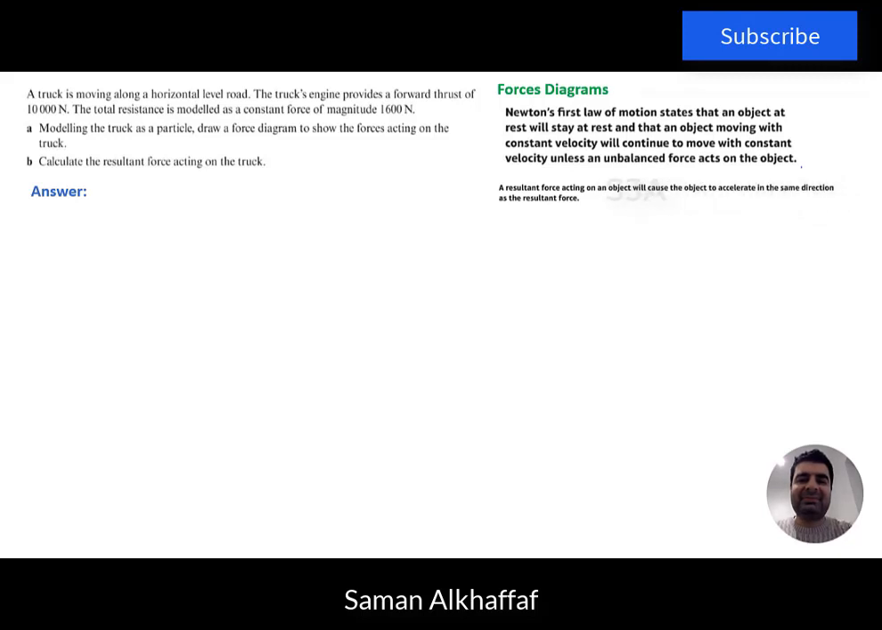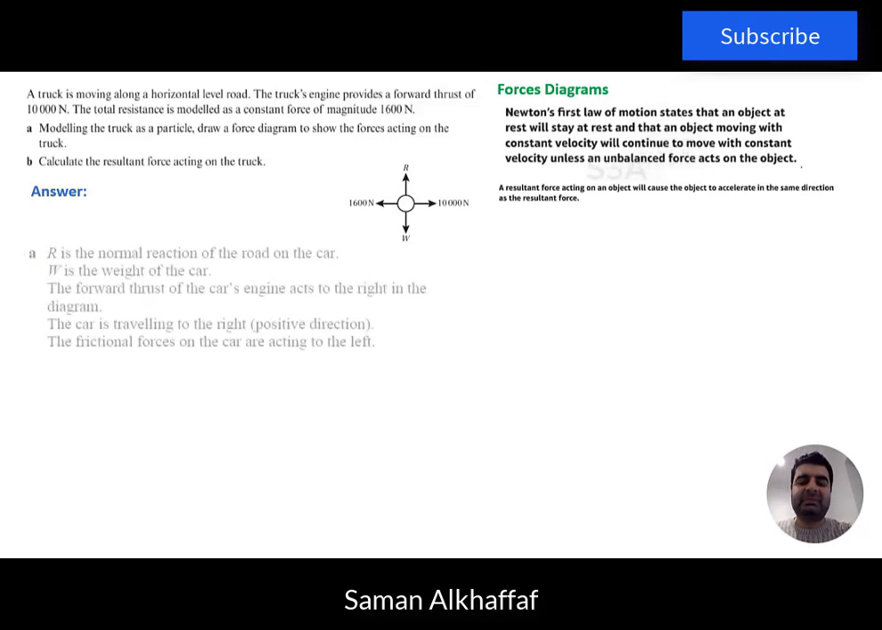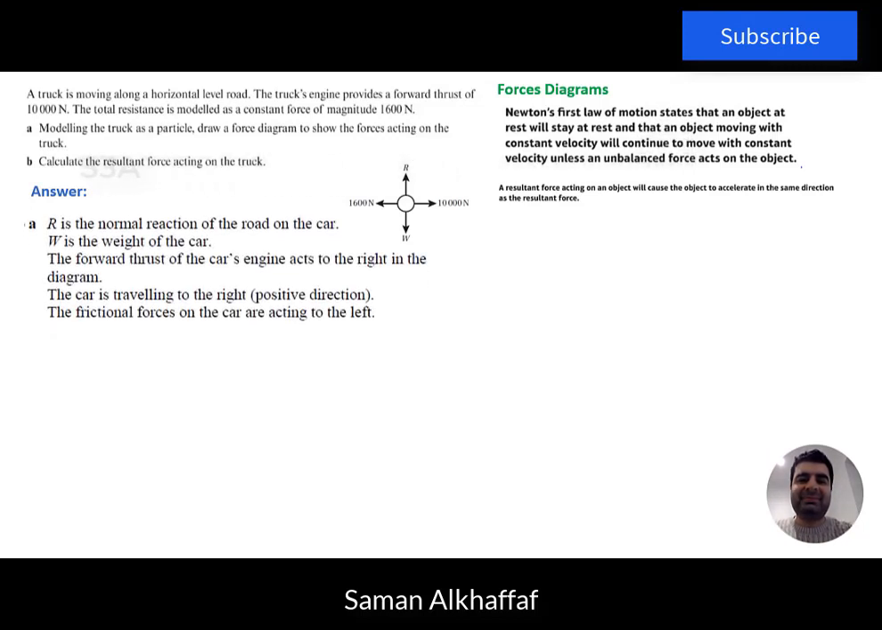So first we will start by having the diagram, which will have the weight downward, the normal reaction upward. The resistance is in the opposite direction on the left hand side and then the thrust on the right hand side. Now in terms of how we describe the forces, we have the normal reaction of the road on the truck, and we have the weight downward and the forward force, and also the vehicle to the right, positive.